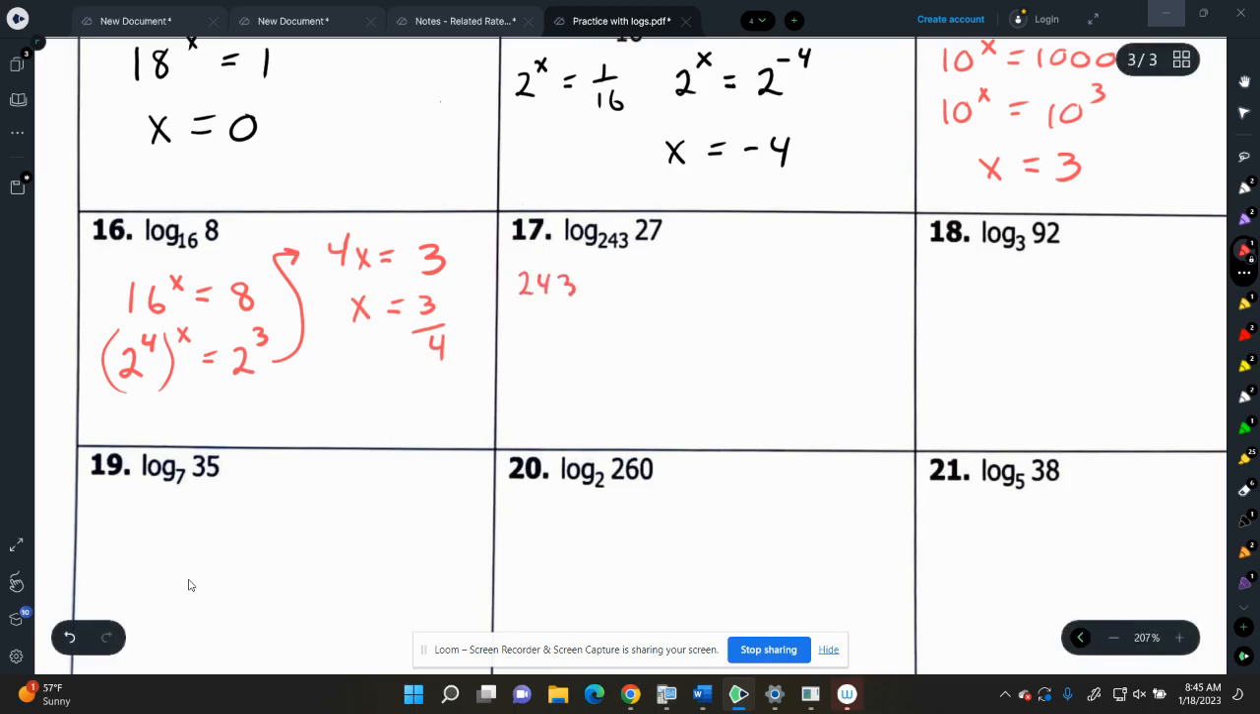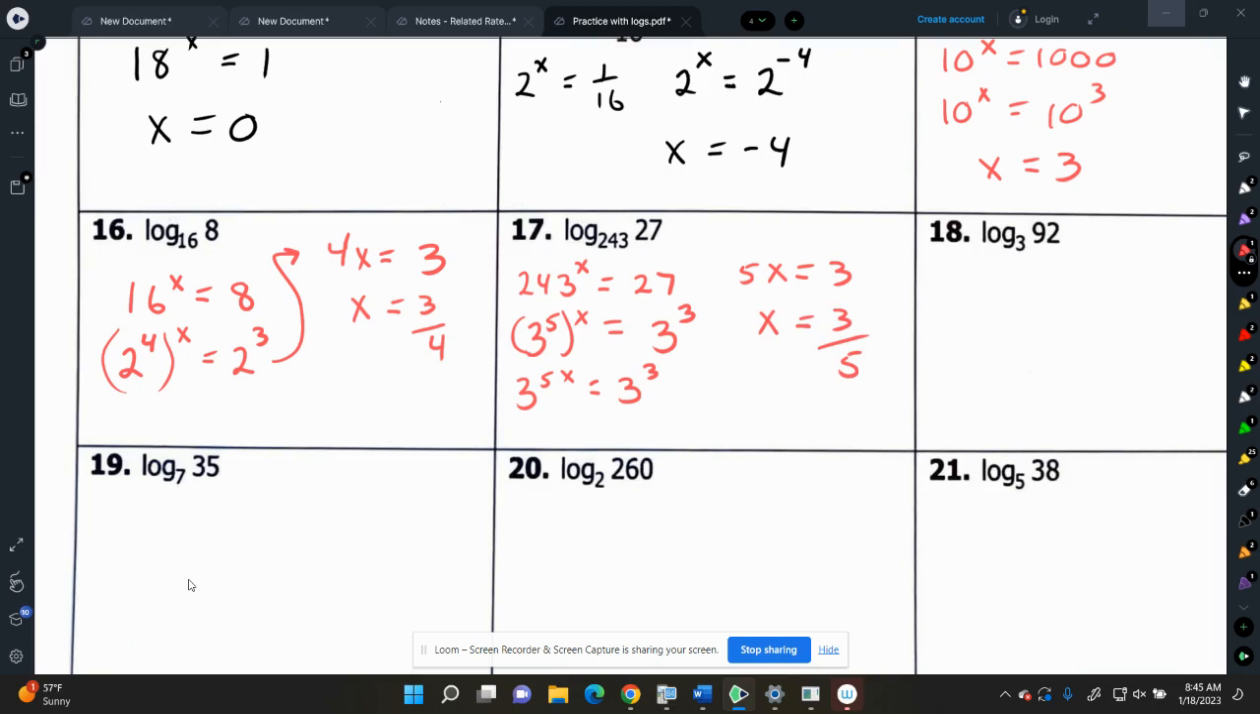Okay, how about 17? We have 243 to the x equals 27. Again, I'm going through the numbers, right? So I can't rewrite 243 using a power of 27. But I know that 27 can be rewritten as 3 to the 3rd. So can I rewrite 243 using a power of 3? Yes, I can. That's 3 to the 5th to the x. So we have 3 to the 5x equals 3 to the 3rd. So 5x is equal to 3. So x equals 3/5. Okay.